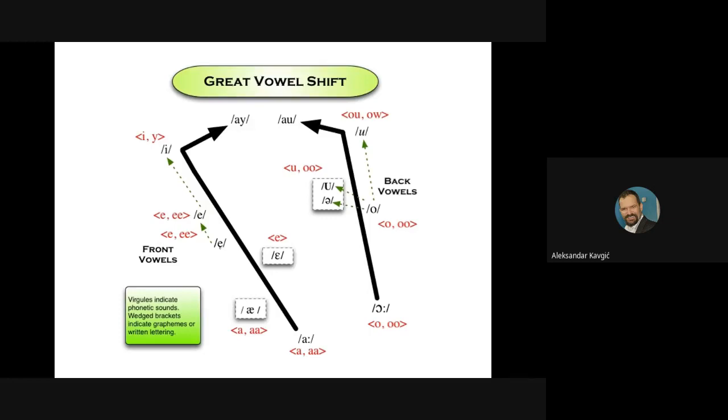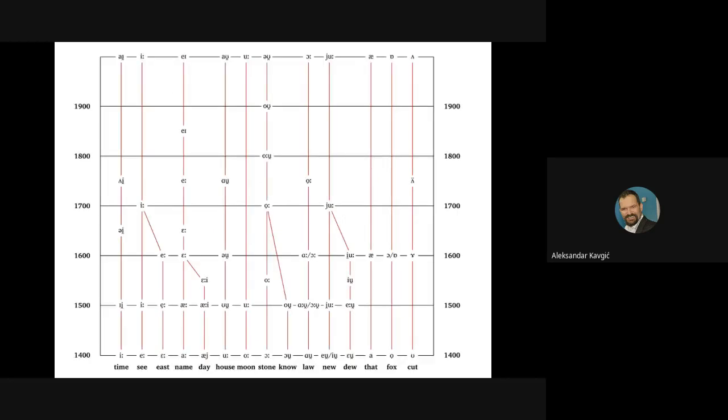So you see these black arrows. All the long monophthongs were raised, and those that couldn't be raised because they were already high were diphthongized towards the center of the vowel scale. And if you want to trace this development, this is a chart from Wikipedia where you can see, based on written records and poems, because in poems you have rhymes, and based on rhymes you can guess what the pronunciation was. You can see the development.